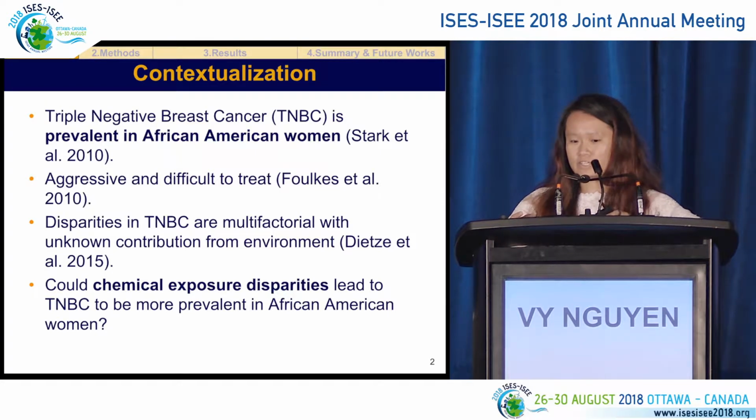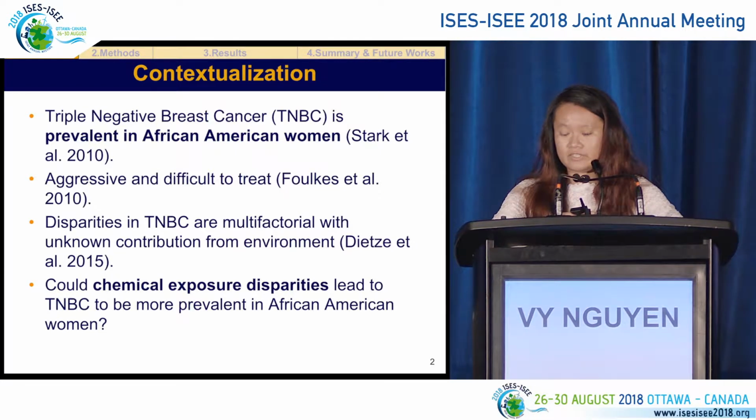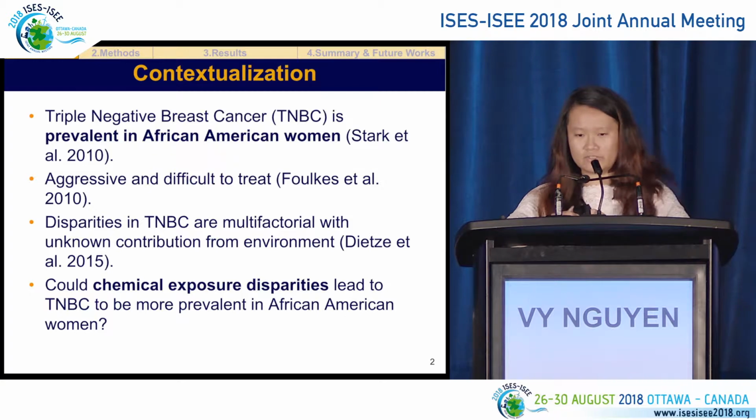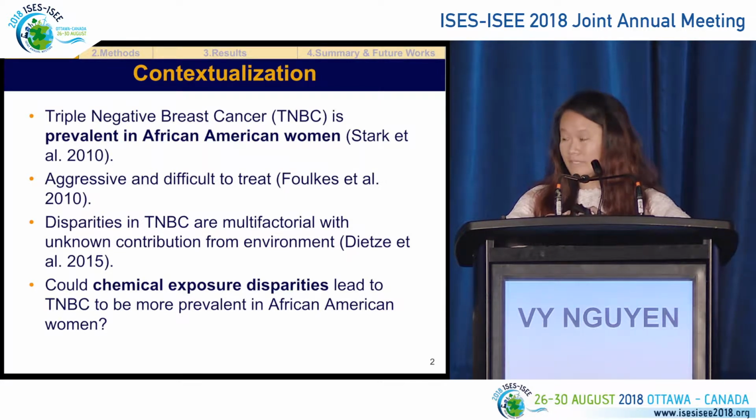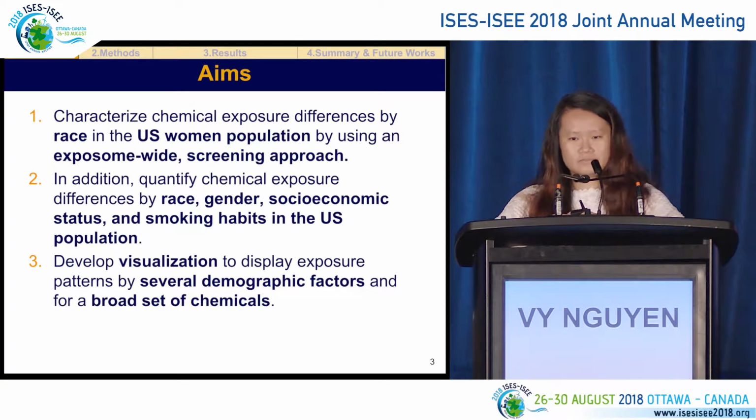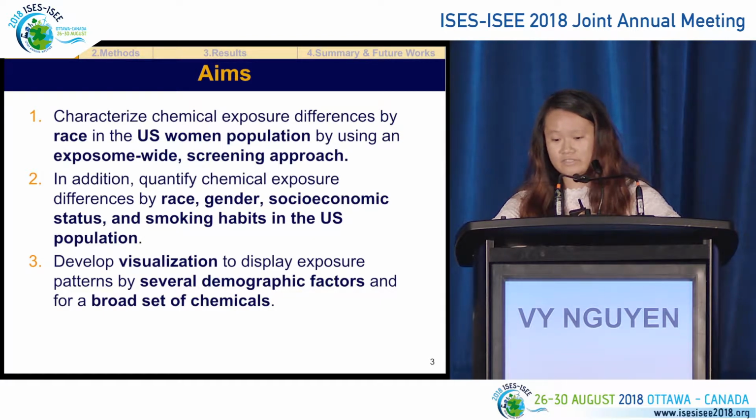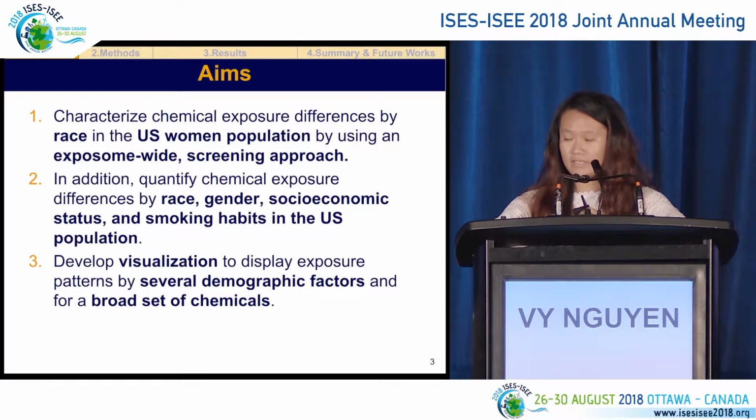And so the large question here is, could chemical exposure disparity lead to triple-negative breast cancer to be more prevalent in African-American women? Today we're just going to be able to answer part of that question. So the first aim is to characterize chemical exposure differences by race in the U.S. population using an exposome-wide screening approach.